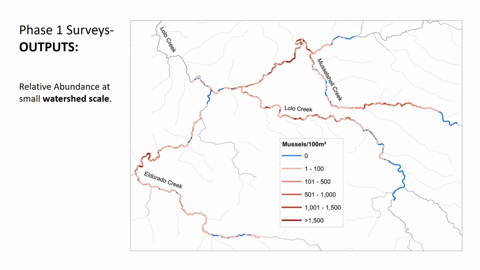Here is a zoom in on that figure so you can get a better idea of the type of density information that our Phase 1 surveys provided. You can see that we had some very high density areas, greater than 1,500 mussels per 100 meters squared, and some areas that had 0. So this provided relative abundance at a smaller watershed scale.